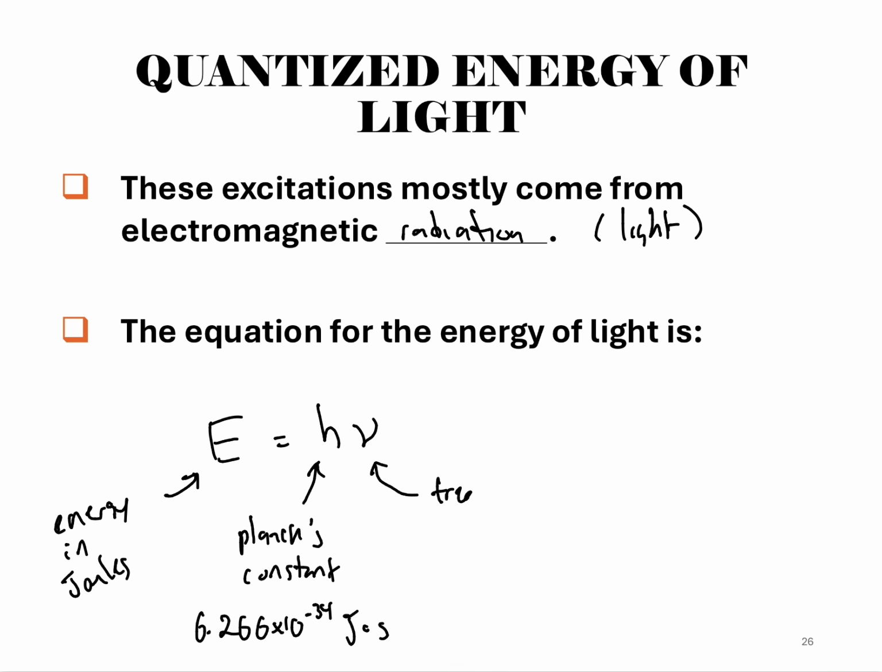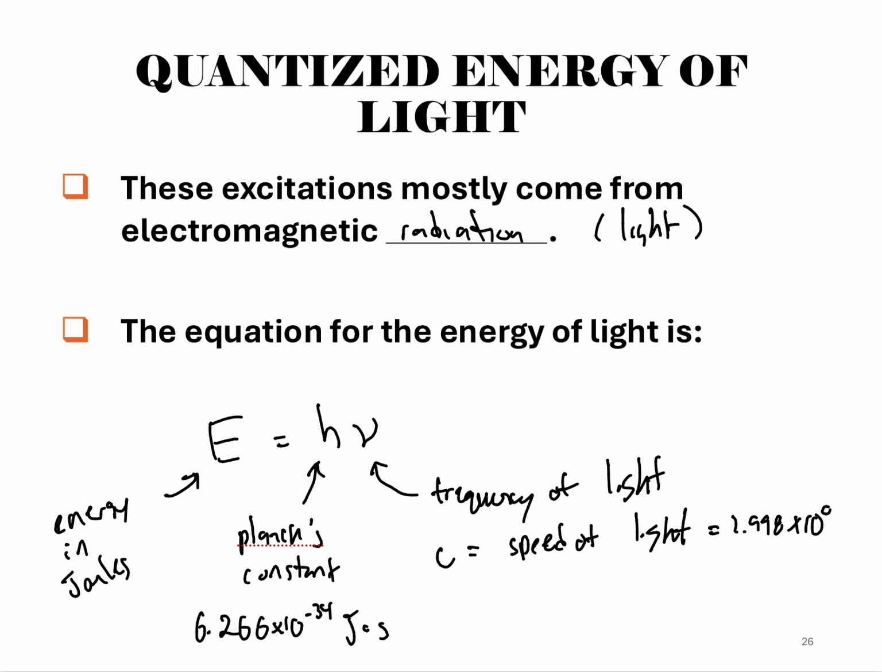Nu is the frequency of light, and the frequency is related to the speed of light, c, which is 2.998 times 10 to the 8 meters per second. And c is related to the frequency as c equals lambda nu. All right, so if this is in units of meters per second, nu is going to be in units of inverse seconds.